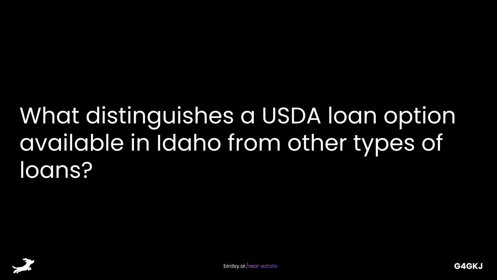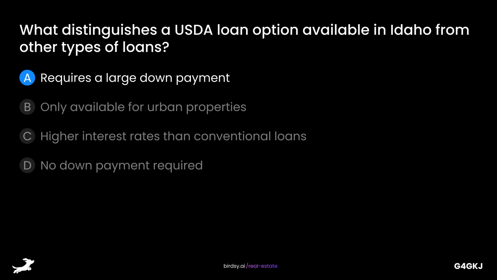What distinguishes a USDA loan option available in Idaho from other types of loans? Is it A, requires a large down payment? B, only available for urban properties? C, higher interest rates than conventional loans? Or D, no down payment required? The answer is D, no down payment required.